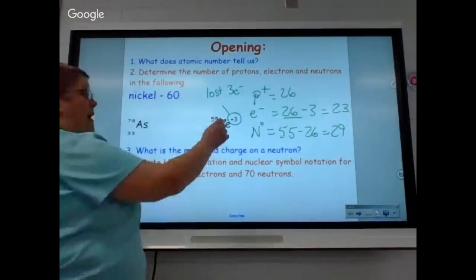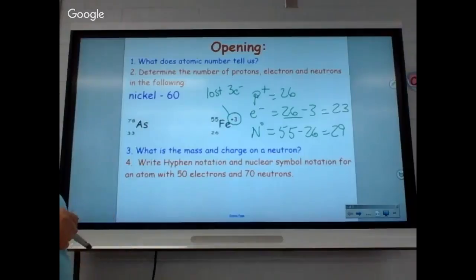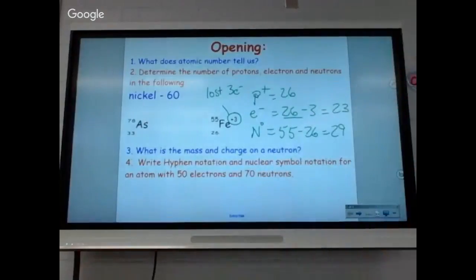So if this number had a minus sign on it, that would mean what? You would add the electrons. Okay. Does that help with what you saw? Yeah. Okay. So what's the mass and the charge on a neutron? What's the mass on a neutron, Eiley? Yes. And what's the charge? 0. It is 0. All right.